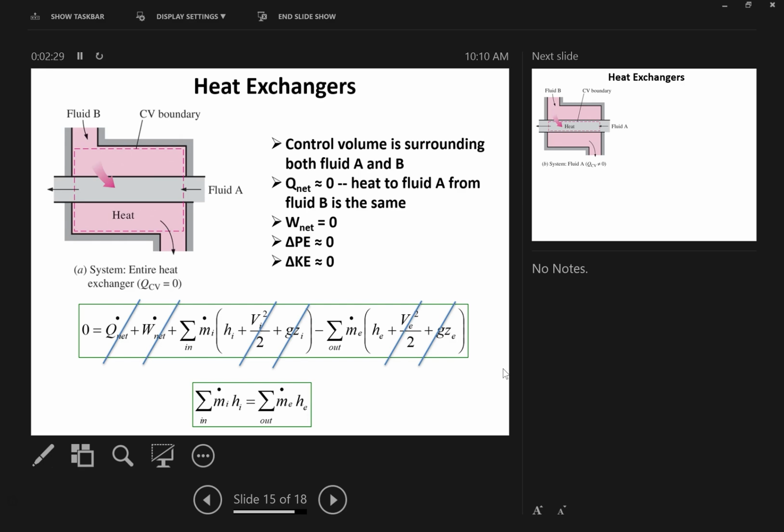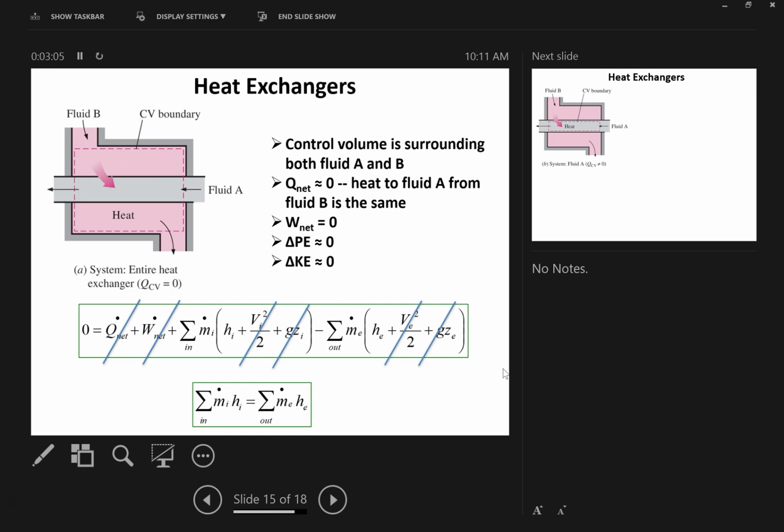But this is only the control volume of both A and B. What else are we assuming around this system? That it's not losing any heat to the surroundings, right? Because this is just the heat exchanger, not the surroundings. I think in one of your homework problems, there's a case where it's losing heat to one fluid, but then it's also losing some heat to the surroundings.